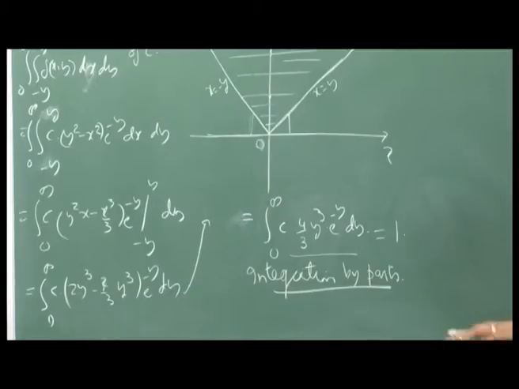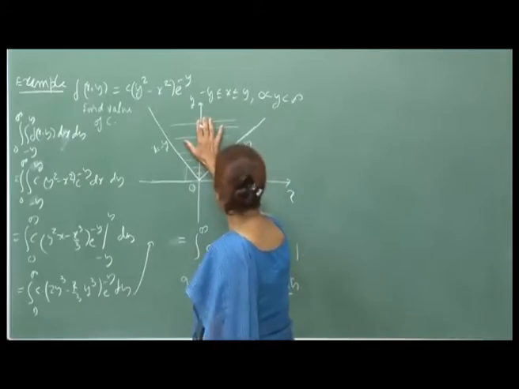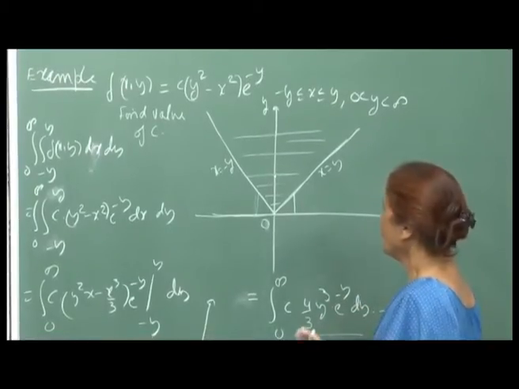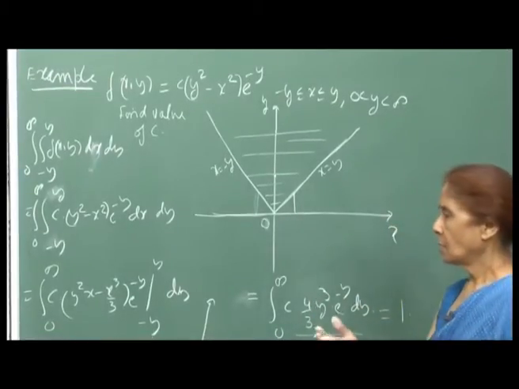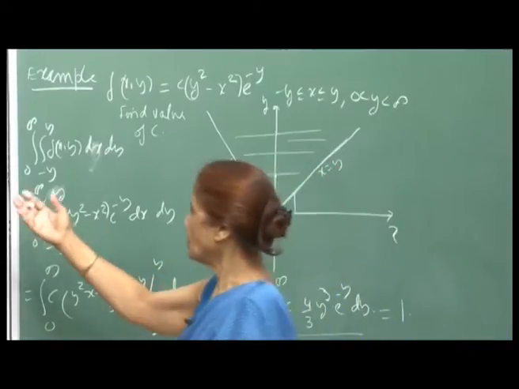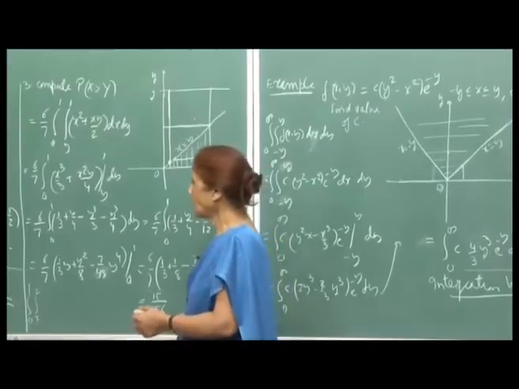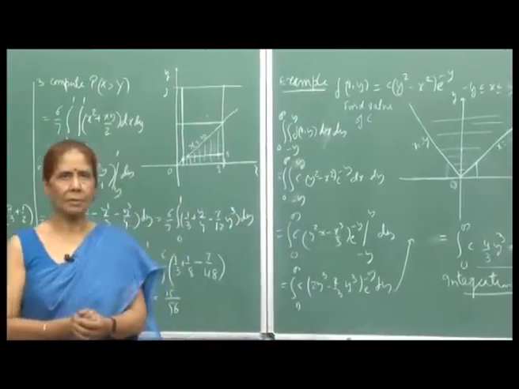Yeah. So, once you have the diagram in front of you, you cannot go wrong. You can always find out the correct limits, and then decide how to divide the region in a certain way to do the integration, which you have already done while you were doing your calculus course. Okay.